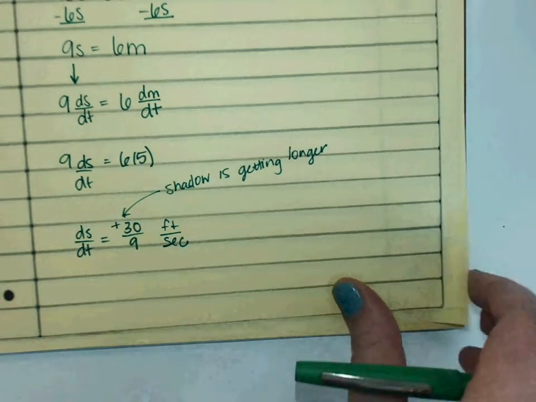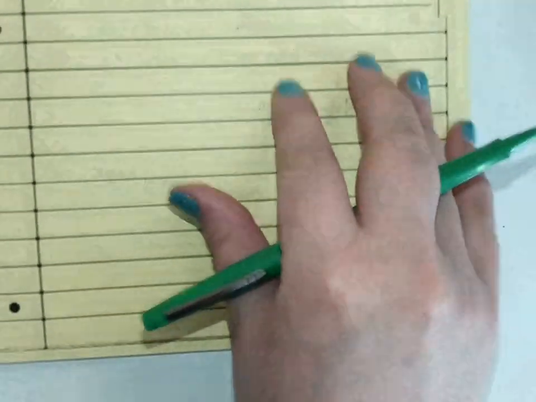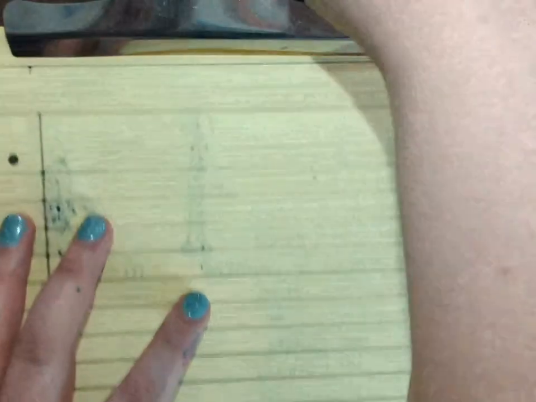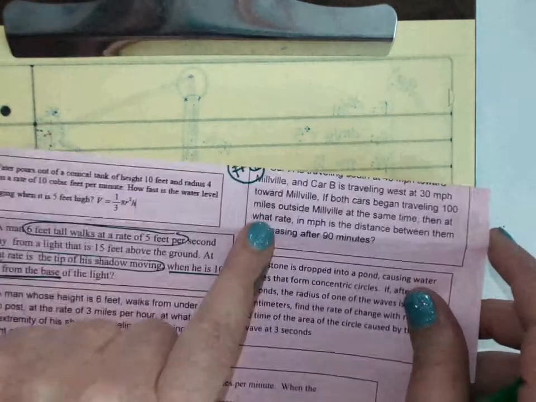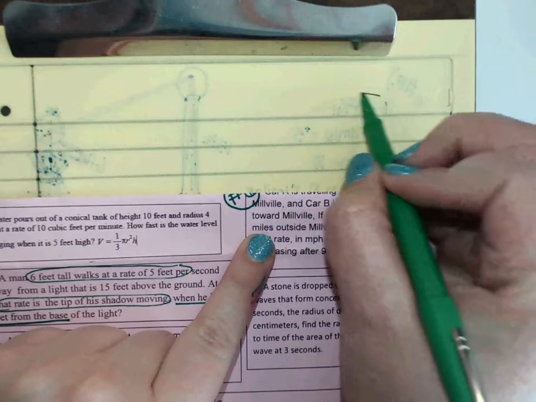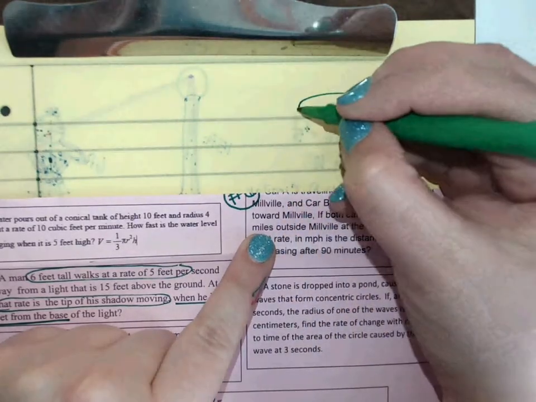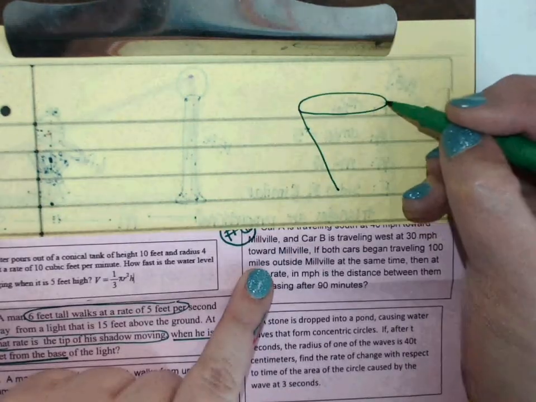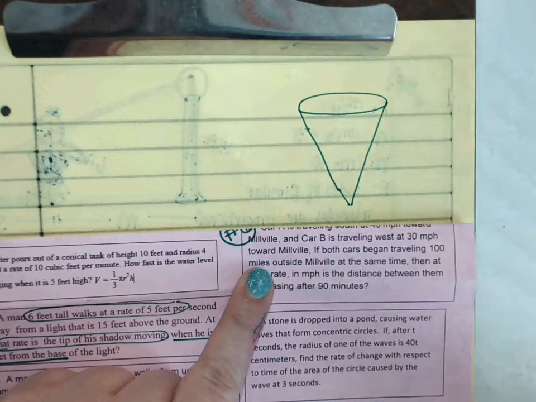Okay? Alright, turn the page, number 9. Says water pours out of a conical tank with a height of 10 and a radius of 4. Draw the tank. What shape is it? What does conical mean? Shaped like a cone. Very good. So imagine that it's your snow cone, and it's all melting out of the bottom. Tragedy. Okay, there's your snow cone.